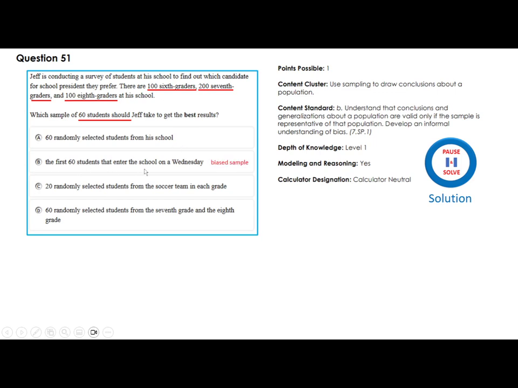60 students that entered the school on a Wednesday, that's not correct, because that's a biased sample. 20 randomly selected students from the soccer team in each grade, that's again a biased sample. 60 randomly selected students from the 7th grade and the 8th grade, that's also not good because that's not representative. So you ignored the 6th graders. So that's incorrect, and the answer will be 60 randomly selected students from the school.